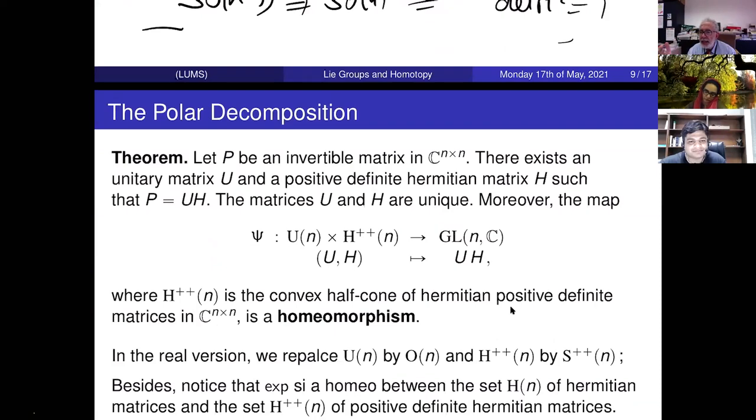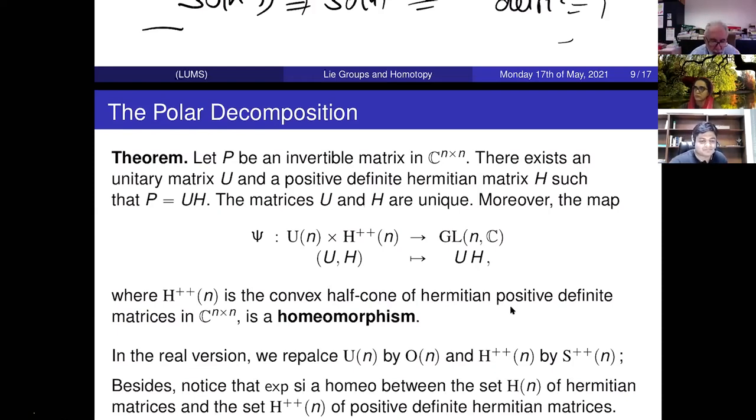GLN is connected in case of C. GLN plus is connected inside in case of R. And SUN and UN are both compact and connected. SON is connected. ON is not connected. It has two pathwise connected pieces.